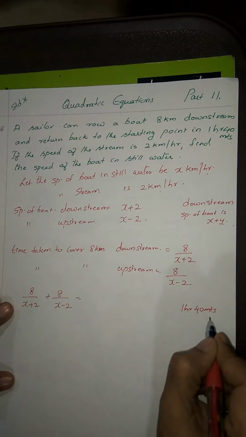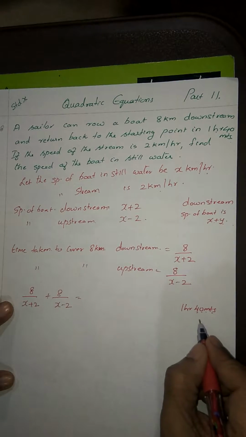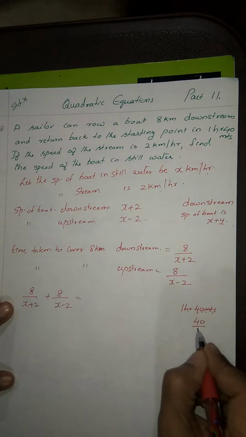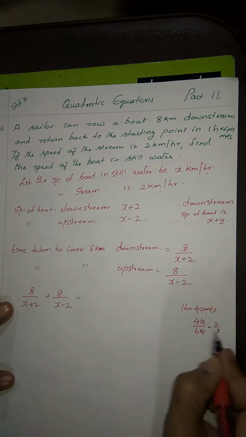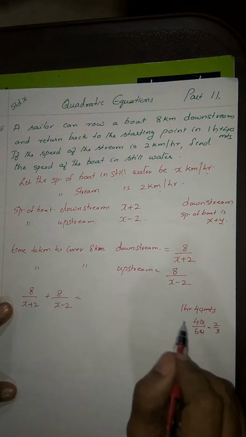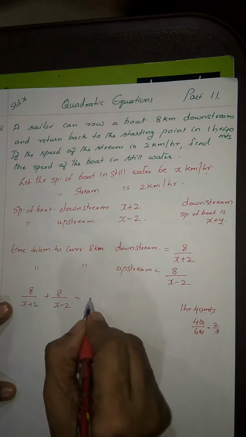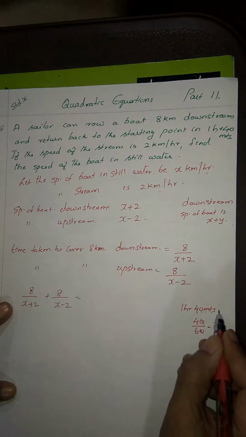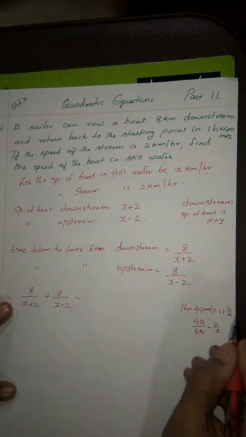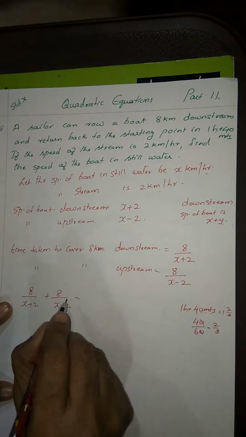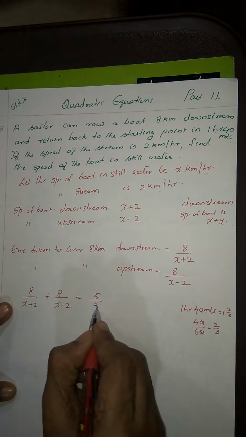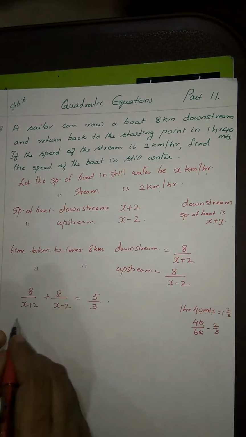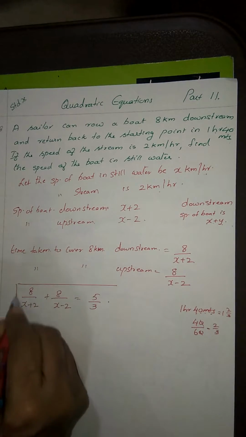So this 40 minutes we have to convert it into hours. So that will become 40 by 60, so 2 by 3 hours. So 1 and 2 by 3 can be written as 3 plus 2, 5 by 3. So now this is the equation.